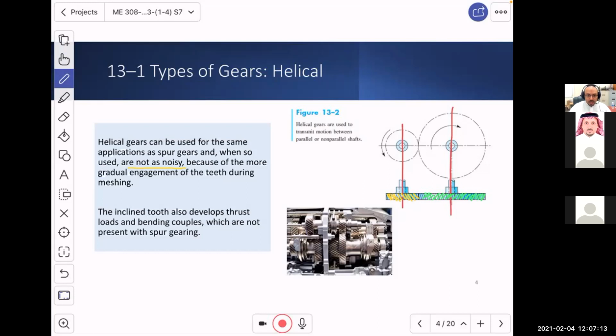Of course, with that, you will generate a thrust load. And we know now how to deal with it. It's an extra force. It doesn't happen with a spur gear, but it's all right. We can survive now. We know how to deal with that. So I am showing you here an example of a gearbox for a car.